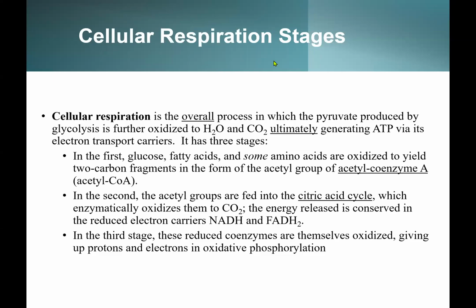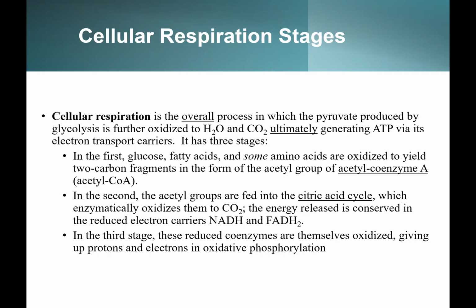Actually, I think I just want to share my screen. Yeah. Before we delve into the citric acid cycle, we want to look at this overall process that is known as cellular respiration. And this is the process in which we take the pyruvate that is produced in glycolysis, and the whole big thing is we oxidize fully this pyruvate produced from glycolysis to H2O and carbon dioxide.